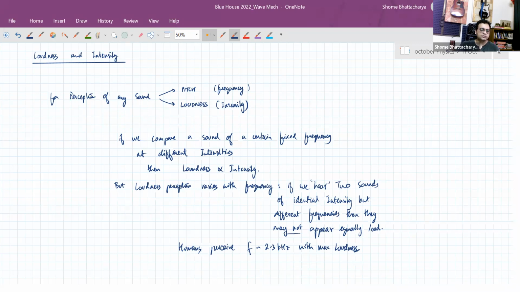But generally speaking, if we are not equalizing frequency, and we are hearing sounds of various different frequencies, then we cannot say that loudness perception is the same thing as intensity, because loudness also varies with respect to the frequency of the sound that we hear. That is the point I want you to understand over here.